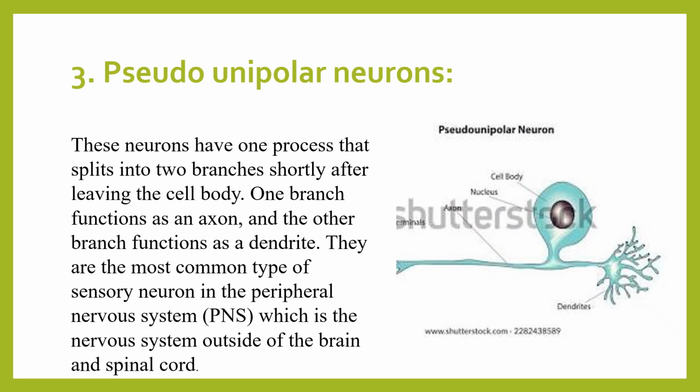Pseudo-unipolar neurons. These neurons have one process that splits into two branches shortly after leaving the cell body. One branch functions as an axon and the other branch functions as a dendrite. They are the most common type of sensory neuron in the peripheral nervous system, which is the nervous system outside of the brain and spinal cord.